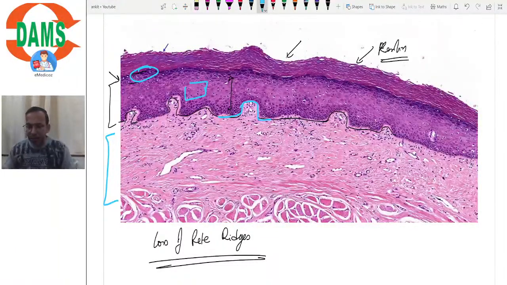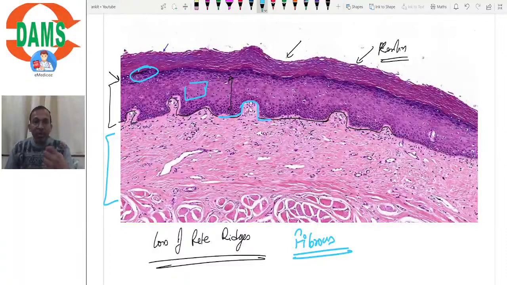Here the connective tissue appears more fibrous, isn't it? Here the connective tissue appears more fibrous as compared to the normal connective tissue जो हमने अभी देखा, right? समझ में आ रहा है? तो यहां पर क्या हो रहा है? There is increase in fibers. तो increase in fibers को हम क्या कहते हैं? Fibrosis हो रही है यहाँ पर.